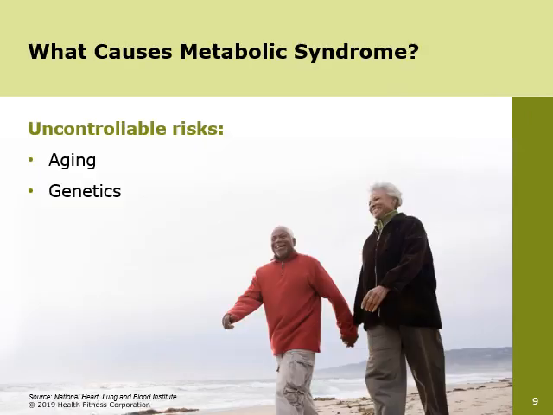So what causes metabolic syndrome? We've already talked about the risk factors, but we haven't talked about the causes yet. And there are several causes that act together. Some of these we can control, and some of them we can't. Our uncontrollable risks here are aging and genetics. And then on our next slide, we will talk about the controllable ones. There are actually more controllable than uncontrollable risks, which is great.